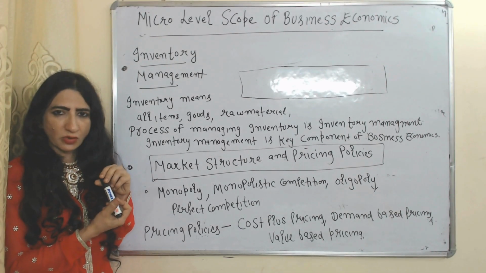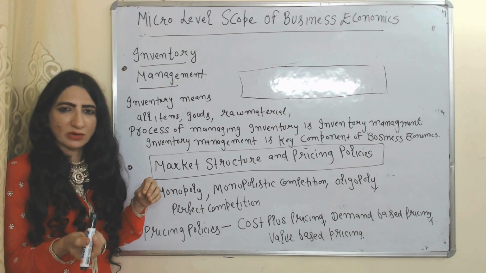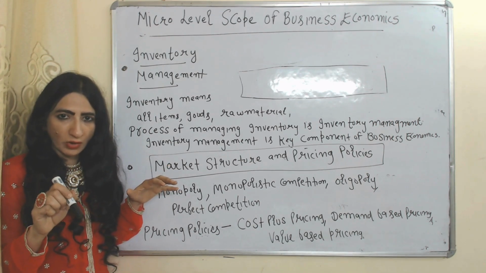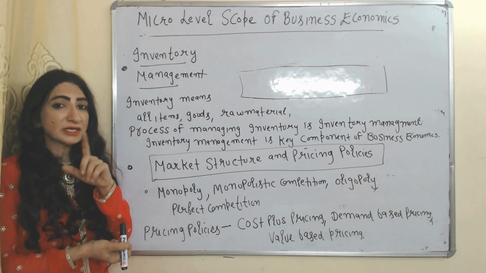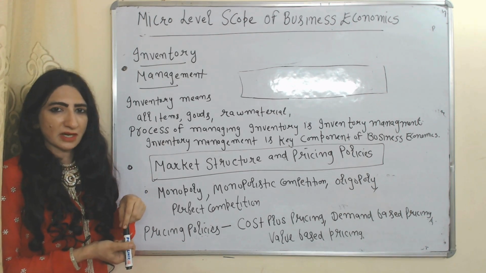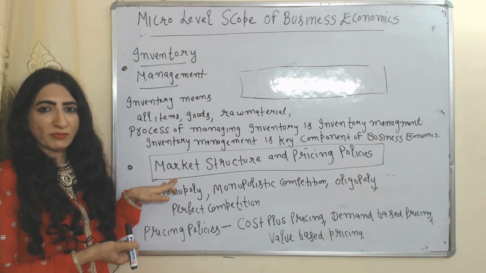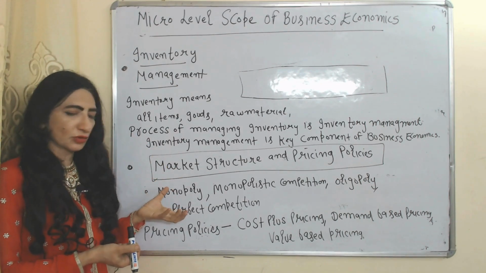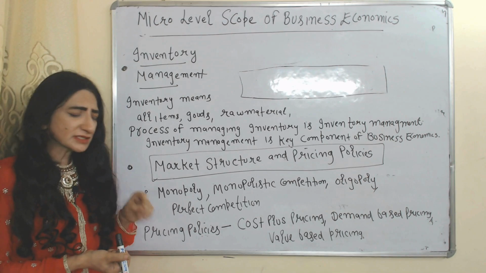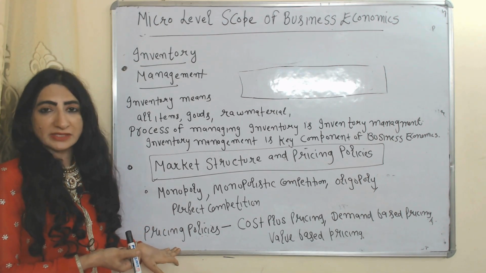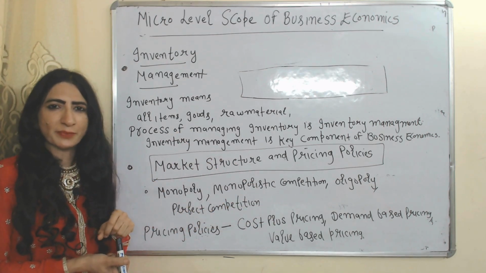Next, micro level scope, inventory management. Inventory means all items, goods, or raw material that business holds, and management of all inventory will be called inventory management. And inventory management is a key component of business economics. Next is market structure and pricing policies. Business economics studies many markets like monopoly, monopolistic competition, oligopoly, and perfect competition. Business economics also studies many pricing policies like cost plus pricing, demand based pricing, or value based pricing.